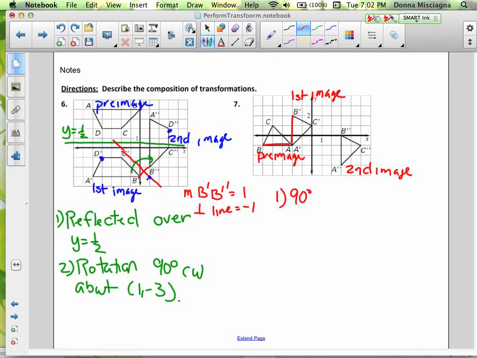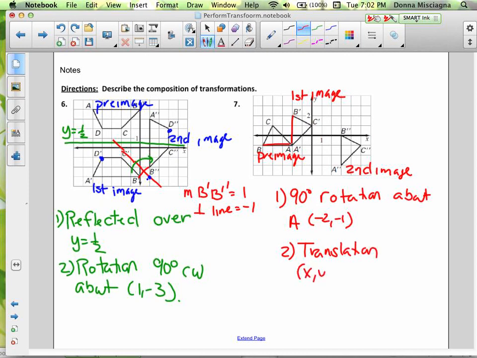And we're rotating. You can write this two ways. About A, or you can write the point, which is -2, -1. Either is fine. That was the first thing we did. Now notice that A prime, B prime, C prime and A double prime, B double prime, C double prime are facing in the exact same direction. So that's a translation. So we translated.